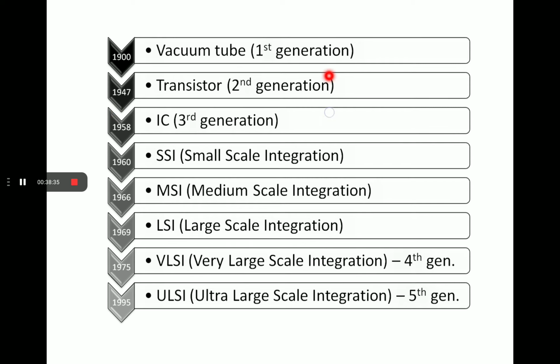1947 transistor, that is the second generation electronic equipment, and in 1958 the integrated circuit was invented, and in 1960s the IC was modified into small scale integration, then medium scale, large scale, then very large scale and ultra large scale integration. That is the fifth generation. Okay, so this is the evolution of electronics. Okay, thank you.